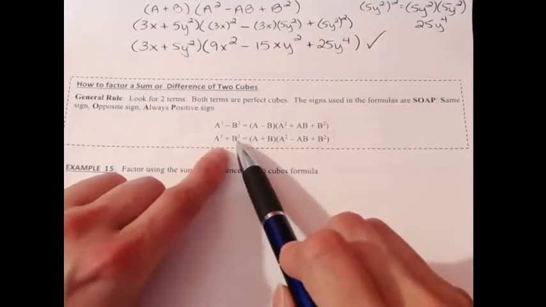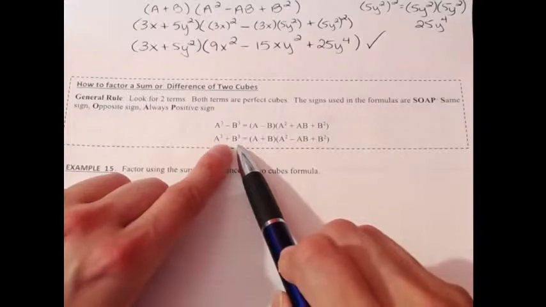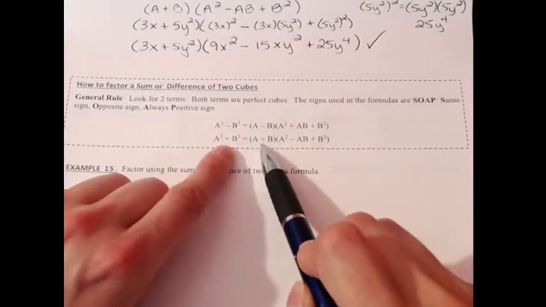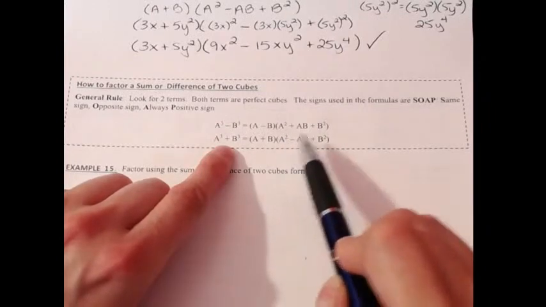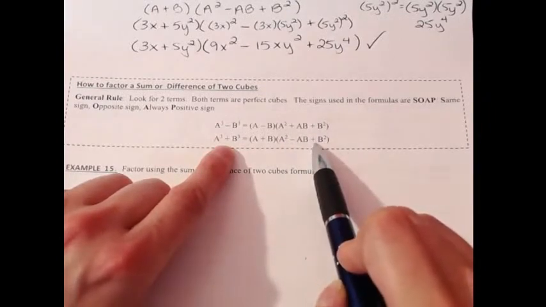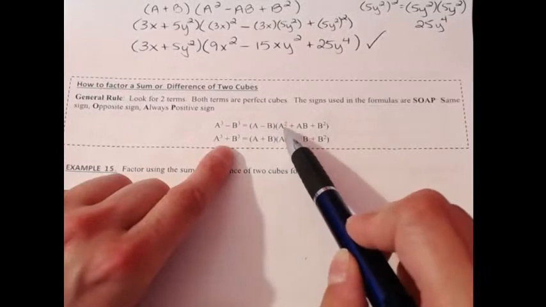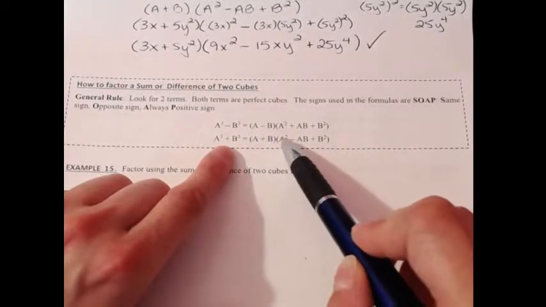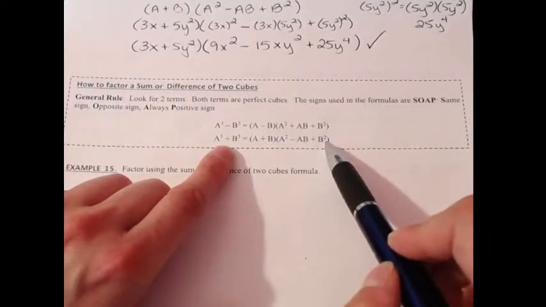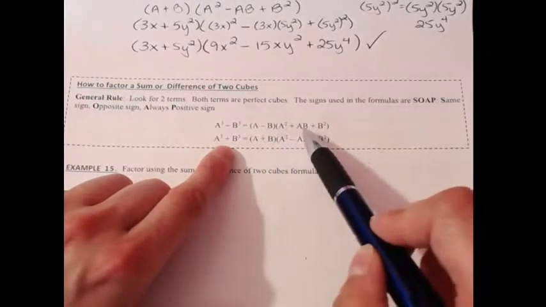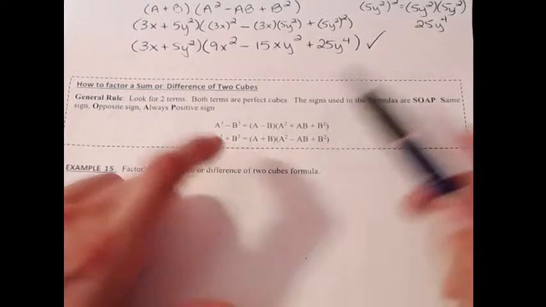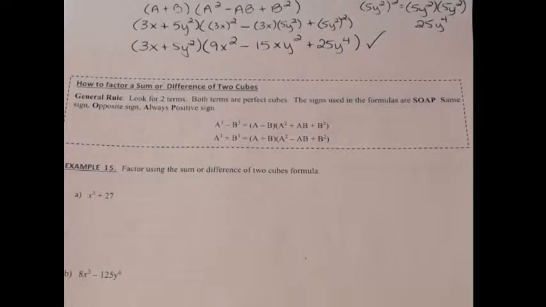SOAP. Take a look at the second one, a cubed plus b cubed. The sign in your first set of parentheses is going to be the same, then opposite, and then always positive. Now in terms of what goes inside, just think 1, 1, 2, 2, 2. A single a, a single b, then a squared, then ab, then b squared. It takes a little bit of practice. That's why I highly recommend using index cards to make sure that you solidify these formulas in your mind. You don't want to have to be looking up formulas every time you do these problems. That's going to be annoying.